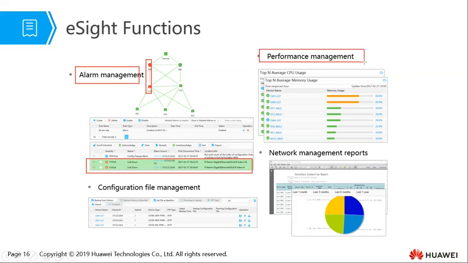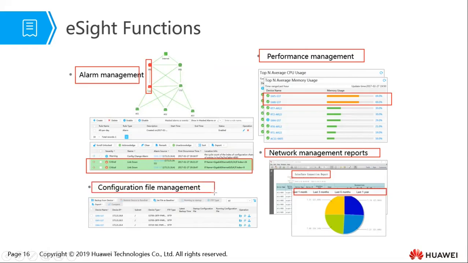Performance management is the other functionality of eSight. For example, if the memory goes beyond a certain threshold, you can set it so that you either get an alarm or it shows a different color, and then you can go further and investigate. You also get network management reports, including historical reports like the last one month. For example, this is a network connection report, so you're able to get those comparisons. And you're also able to do configuration file management.